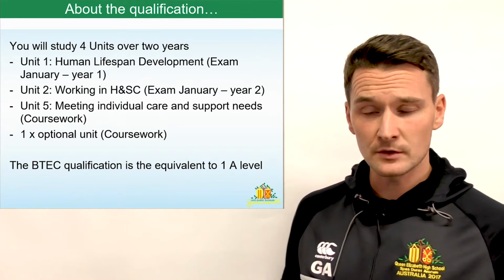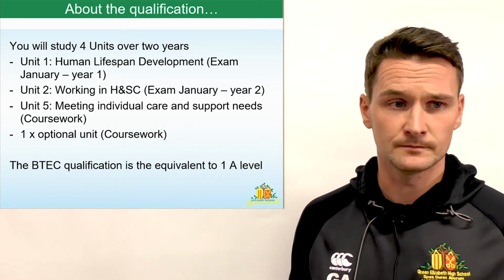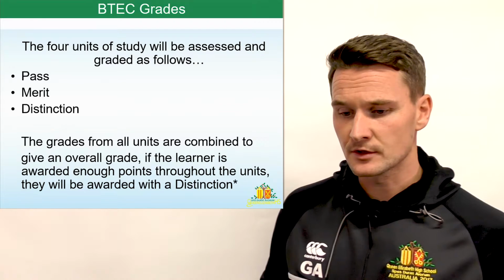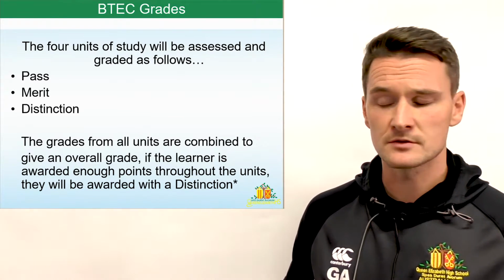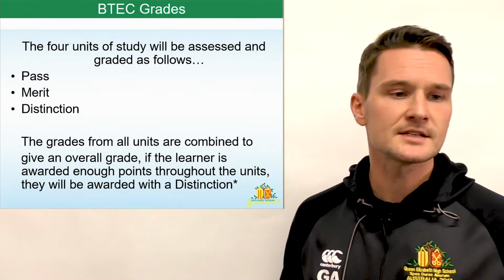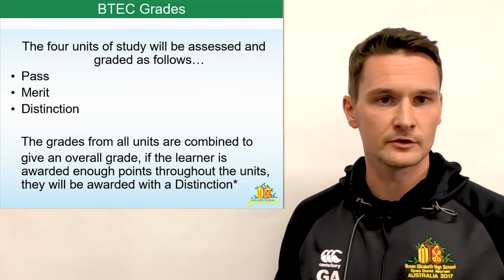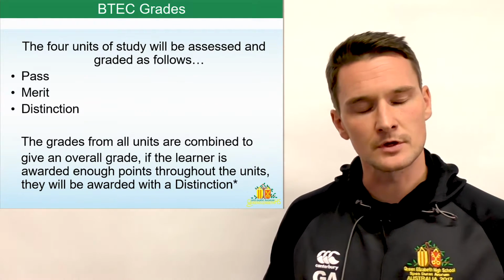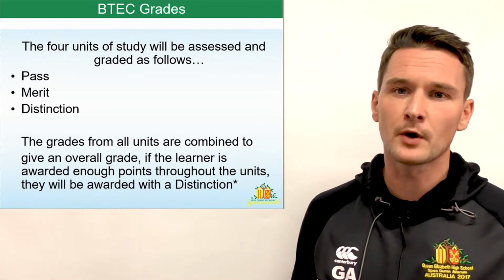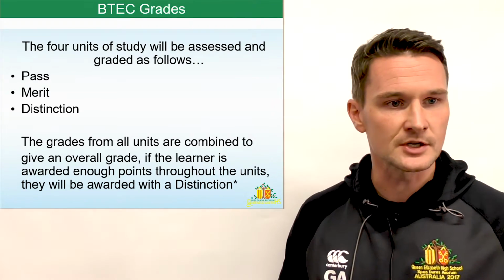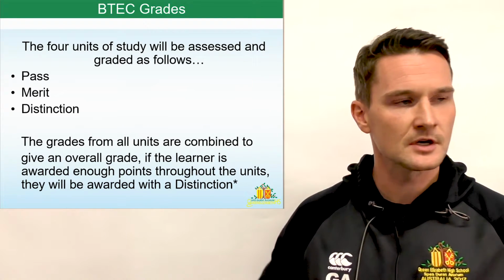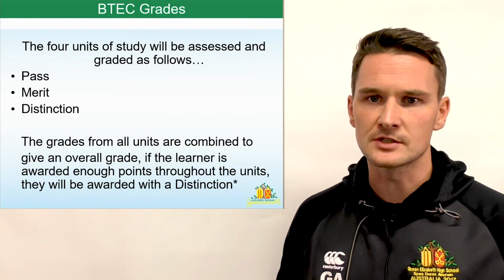The BTEC qualification that we do is equivalent to 1 A-level. It's graded slightly differently to a normal A-level, in that we get pass, merit, distinction. You can only get a distinction star overall if you accumulate enough points from the 4 individual units. The units themselves are graded as pass, merit, distinction, but the accumulation of those points can give you a distinction star overall. So if you get, for example, 2 distinctions and 2 merits, you'll accumulate enough points to get your distinction star overall.